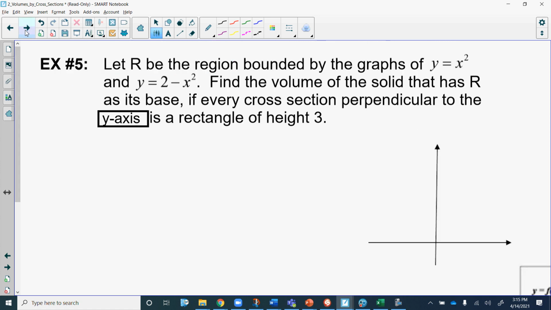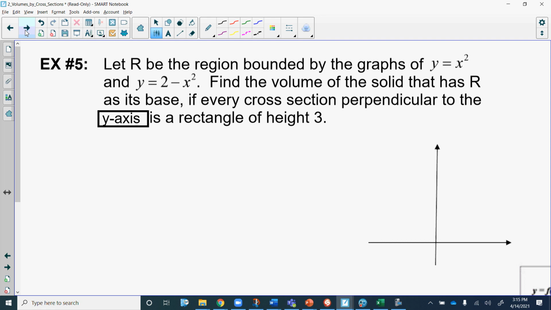So anyway, here's our last example that we're going to take a look at for the cross-sectional volumes. Here it's again giving, let R be the region bounded by the graphs of y equals x squared and y equals 2 minus x squared. Find the volume of the region where the, and I believe there's a typo in the presentation.